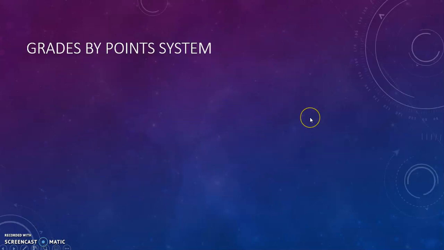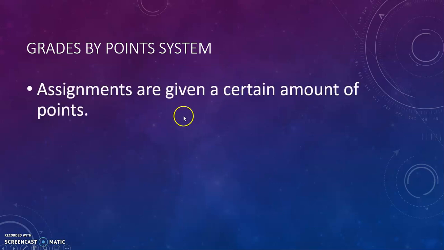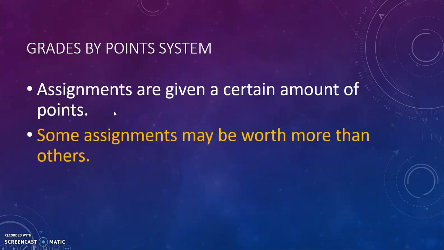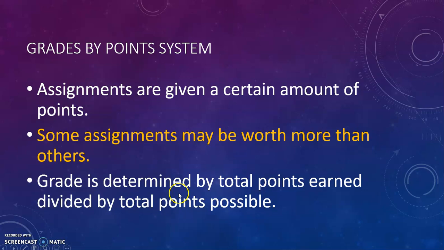Let's start with what's more familiar to students: points. The idea is that certain things are worth certain points. Assignments are given a certain amount of points because not everything is worth the same, since some things are harder than others. Some assignments may be worth more than others. Then the grade is determined by the total number of points earned divided by the total points possible. So that's the typical grade by point system.